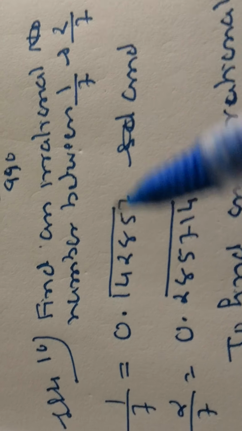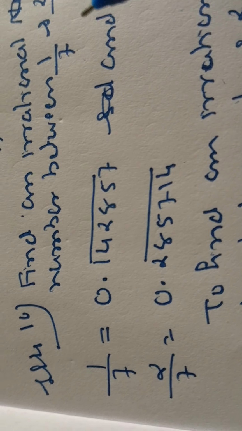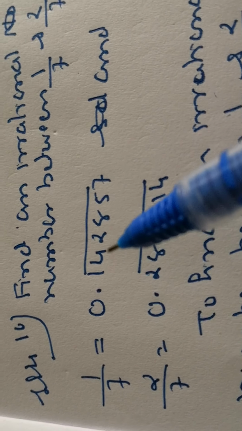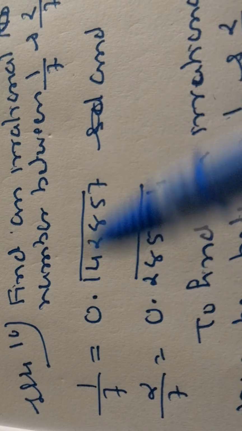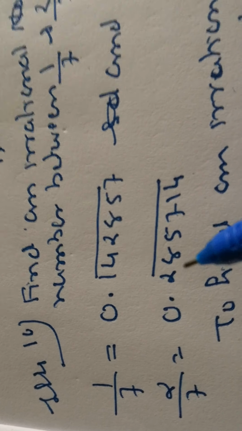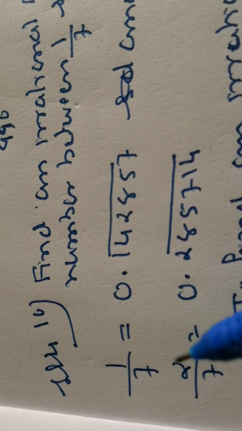Find the irrational number between 1 upon 7 and 2 upon 7. You are going to remember this, learn it out. 1 upon 7 given to you is 0.142857 bar, and 2 upon 7 is 0.285714 bar. Dividing 1 by 7 and 2 by 7, you will get this answer.